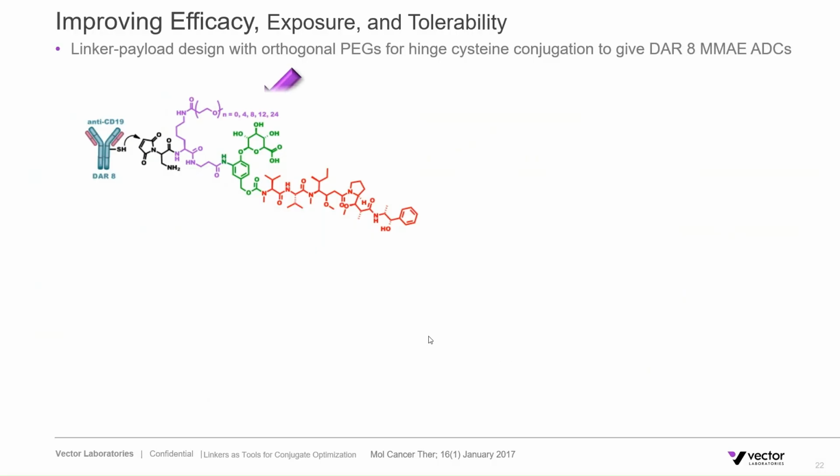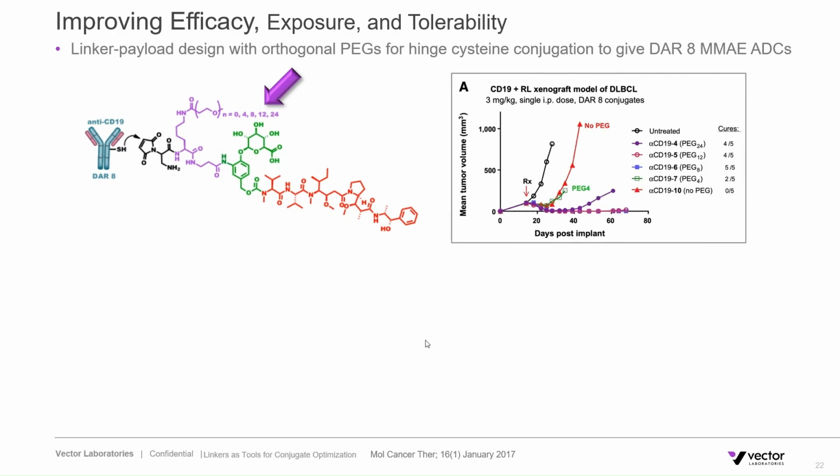In this study, they used the self-stabilizing MDPR group to prevent linker payload loss, and then they varied the length of that orthogonal PEG. These ADCs all had nearly identical in vitro cytotoxicity, but they showed a clear differentiation in these xenograft models. And those with the PEG 8, 12, and 24 show the greatest amounts of TGI, and PEG 8 and 12 appear to be slightly superior.